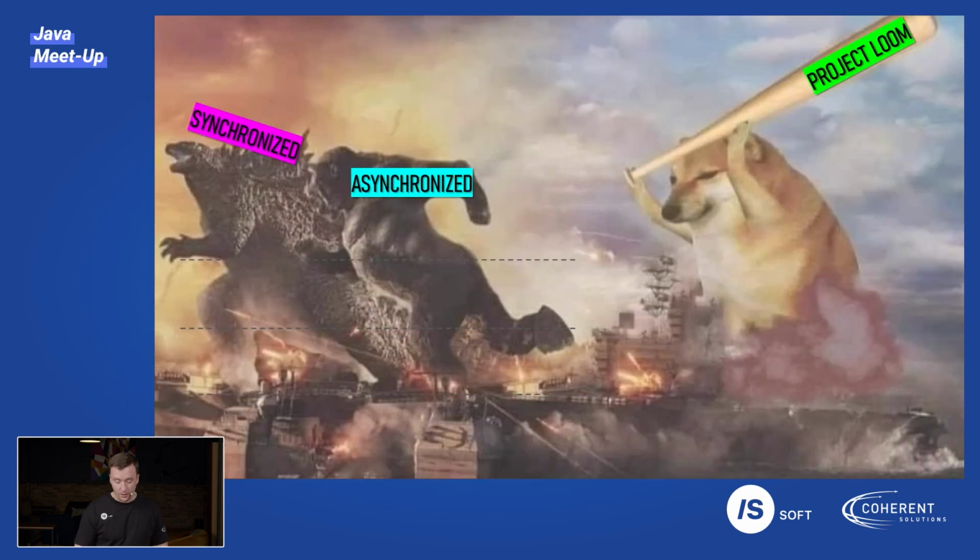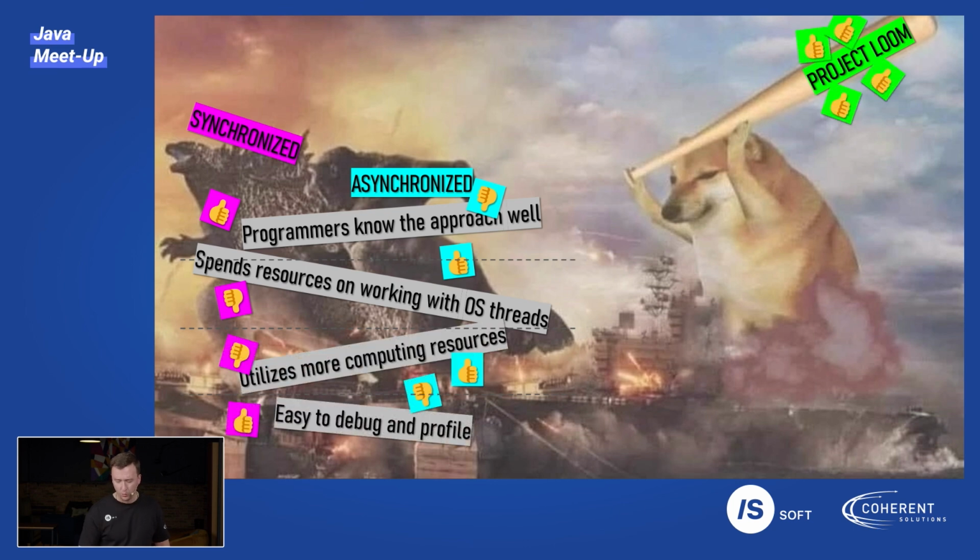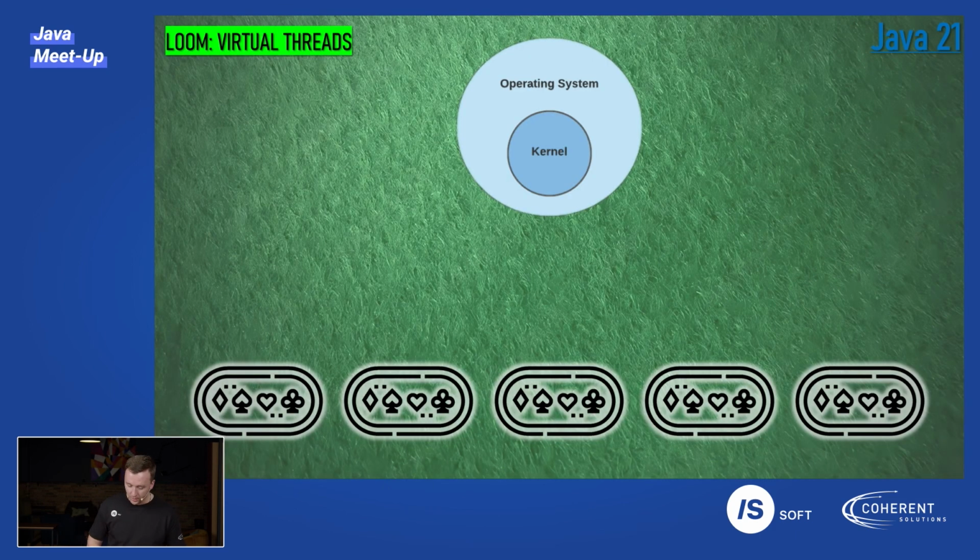And finally, we have 2 points for synchronized, 2 points for asynchronized. However, here on the screen we can see Project Loom, and Project Loom offers us that all of these items will be only pluses for Project Loom, for our virtual threads. What is the difference? Let's come back to our casino. Let's play the same 5 games, and let me show you what we are going to receive using Project Loom.